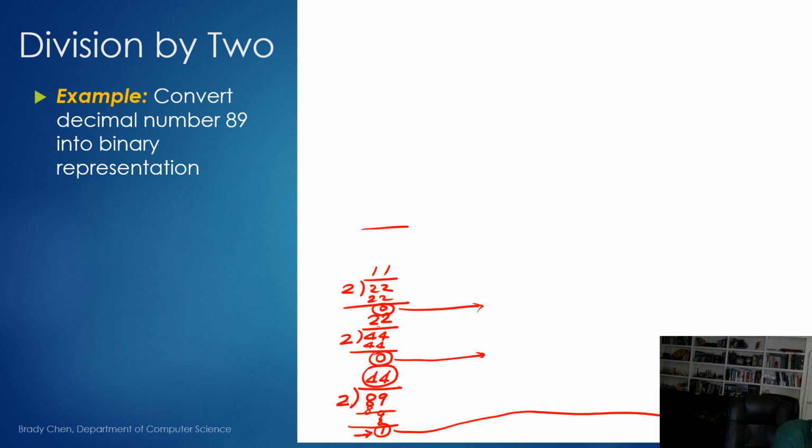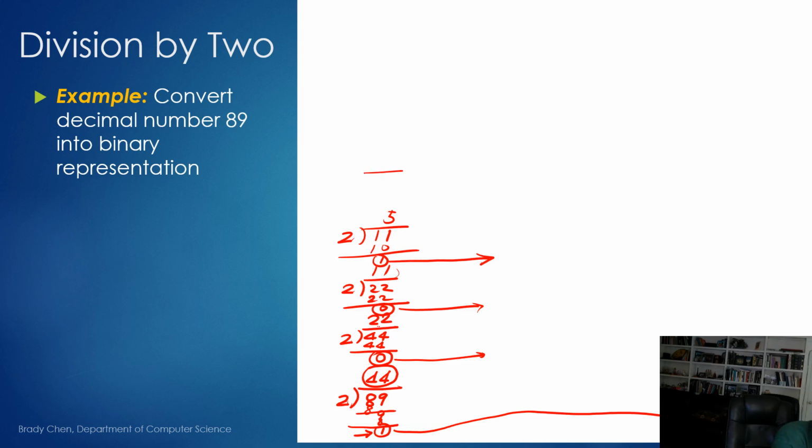So now 11 divided by 2. 11 is the nearest quotient. And then we got 5. 2 times 5, that's 10. So we got a quotient of 5 and remainder 1, right?